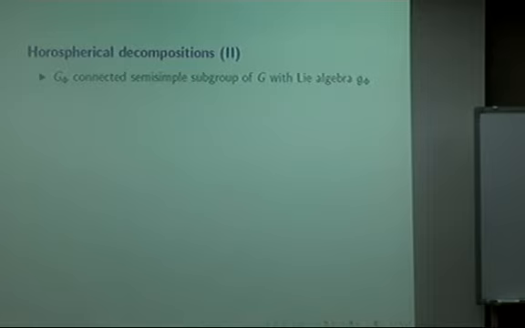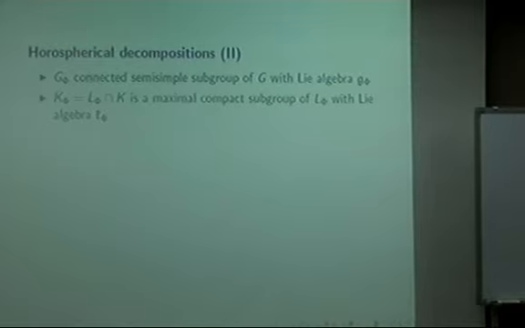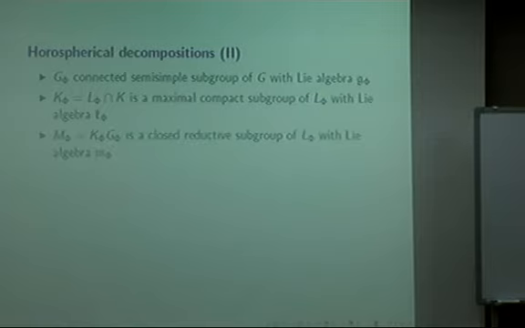So we exponentiate, and we get the semi-simple group. G phi is semi-simple. We take the intersection of the stabilizer K with L phi, so this is K phi. This is then a maximal compact subgroup of L phi with Lie algebra k phi. We take the product of K phi with G phi. This gives our reductive group M phi. This is closed and reductive, and has the corresponding Lie algebra. So these are constructions of the corresponding groups.